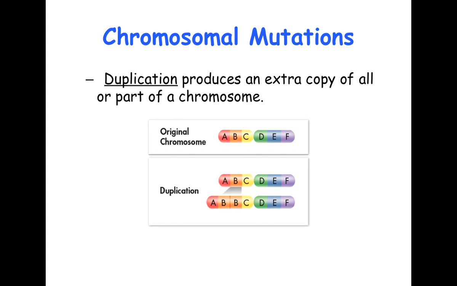Duplication actually produces an extra copy of either all or even part of a chromosome. So in this case, we duplicated gene B, so we now have 2 copies of it. And this, believe it or not, is a problem. We shouldn't have 2 copies of it. If my DNA wants to make gene C, it's going to that location thinking it's gene C, and it's making gene B again. So it does create a problem.